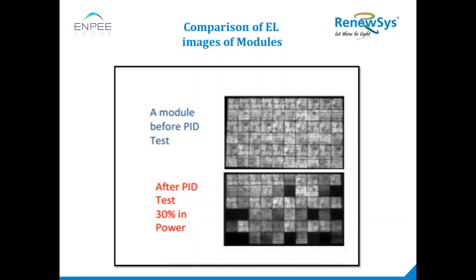Whereas in a glass-to-backsheet module, it is always having a frame, so this effect is always there. Okay, so we can infer that if a module is a frameless module, it is unlikely to have PID. Would that be accurate? Yes.